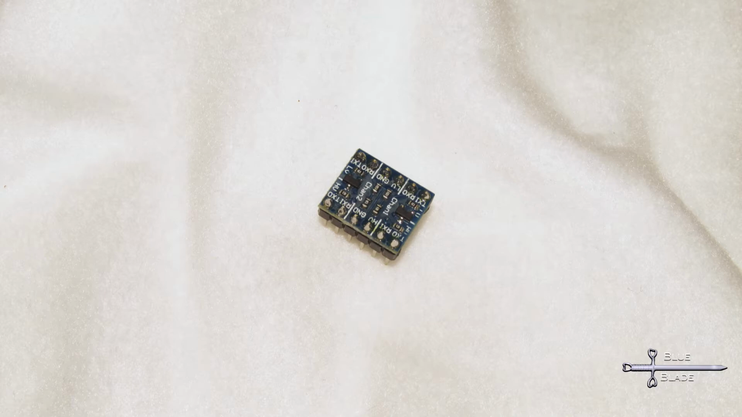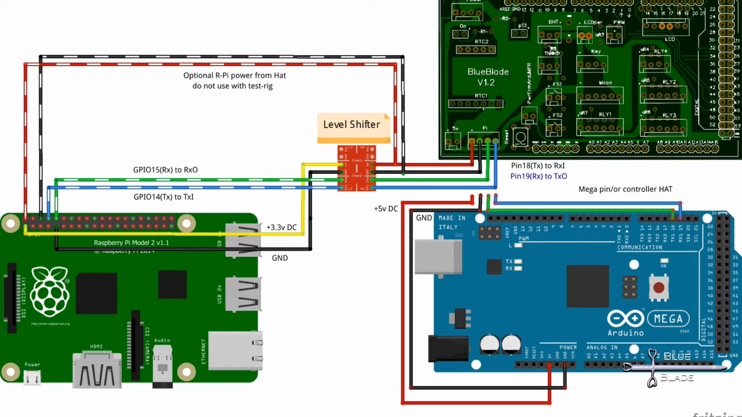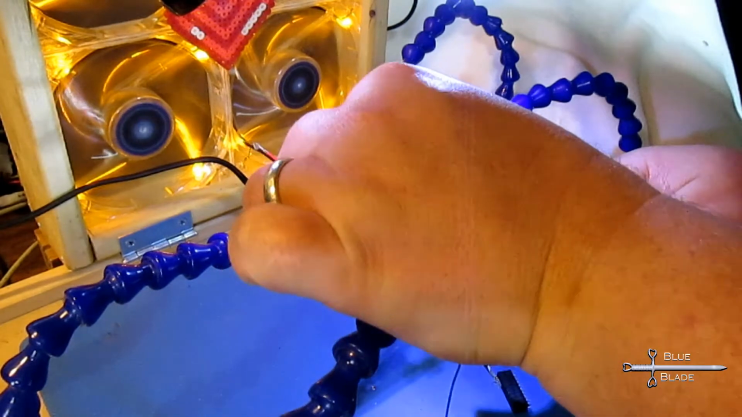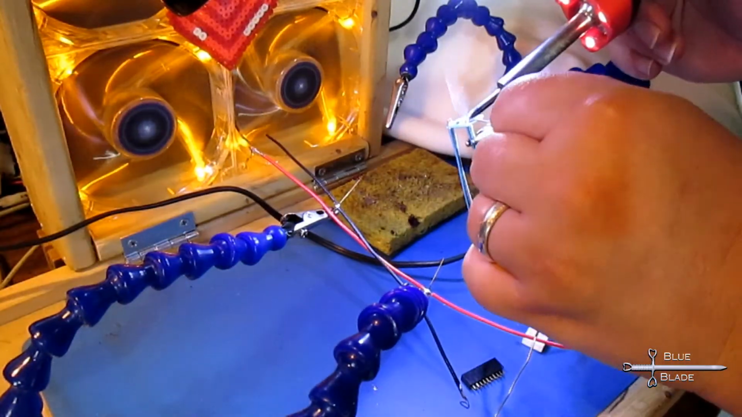To wire this up, 5-volt and ground from the Arduino goes to the high side. The 3.3 and ground from the Pi goes to the low side. The RX and TX pins on the Pi connect to the RX and TX on the low side. And the RX and TX pins on the high side are reversed and sent to the Arduino, RX to TX and TX to RX. Here I make the cable with the level shifter for my tank controller.